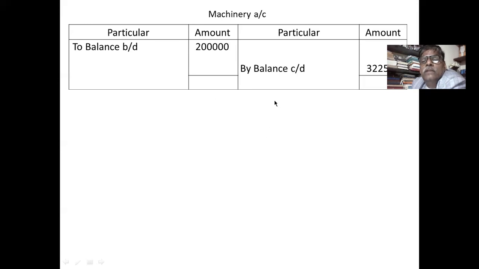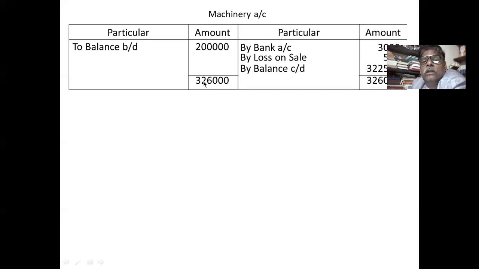Now you write this sale. Sale means by bank. By bank is 3,000. You sold machinery for 3,000, and there is a loss of 500. So you write by loss on sale 500. Like this you write. Then close the account.